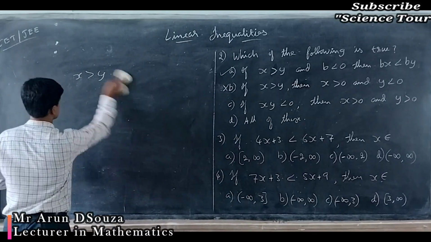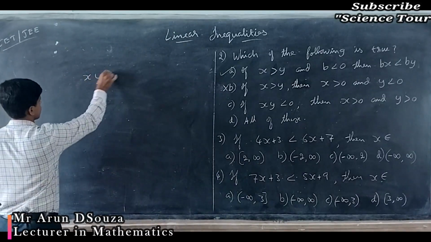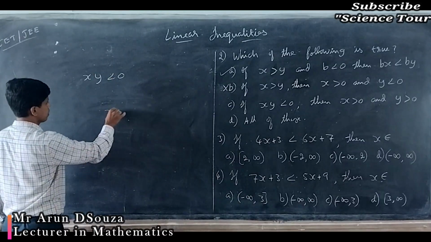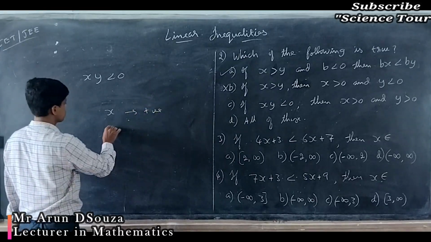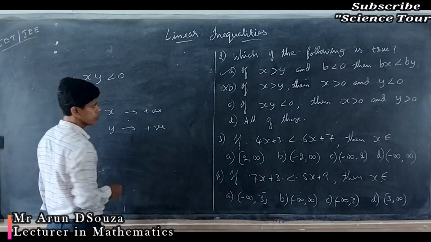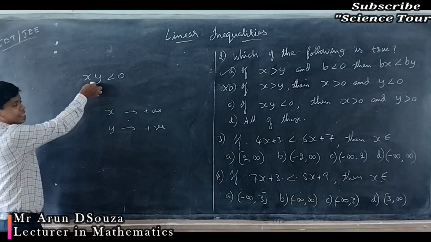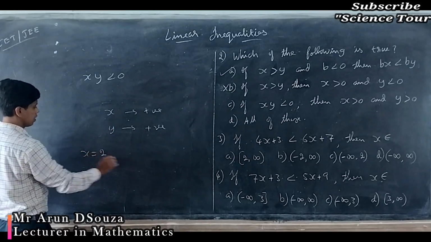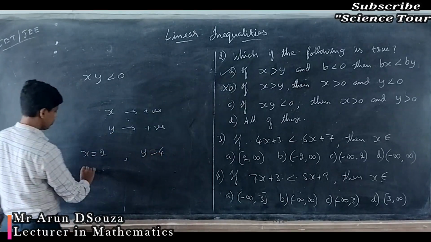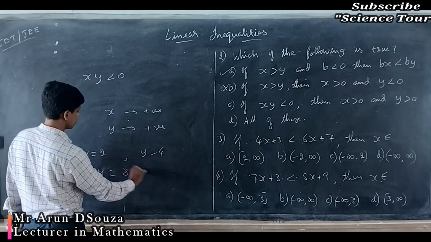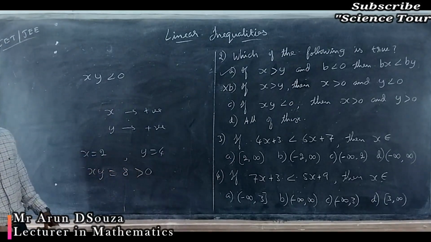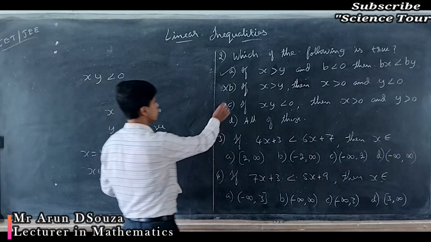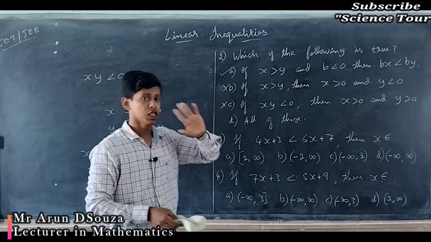xy is less than 0. So if xy is less than 0, then can you say that x is positive and y is also positive? Okay, if both are positive, then can you say that product is negative? No. If x is positive, all right, and y is also positive, then what about xy? So that is positive, it cannot be negative, right? Okay, so product of two positives cannot be negative. So this is not true. Well, so that's it. First option is the right choice.